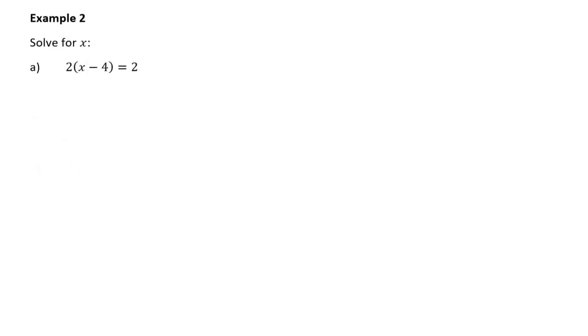Our second example is about having distribution inside an equation question. And once again, I'll write down a couple of steps once we've done some examples. So our first example says 2 and then brackets x minus 4 equals 2. Now, probably the easiest way to do this, because there's always lots of ways to do a question, is to distribute in the 2. So I would probably say 2x minus 8 equals 2.